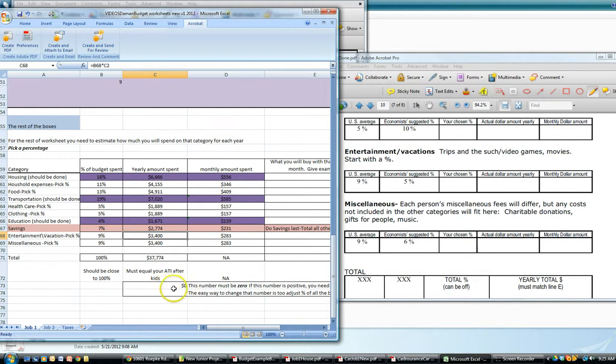Also, if this becomes negative, you've spent too much money. So you don't want this little box to become negative. But that is how you use this project, or how you use this Excel spreadsheet. And you're going to redo the same thing for part 2, for job 2.